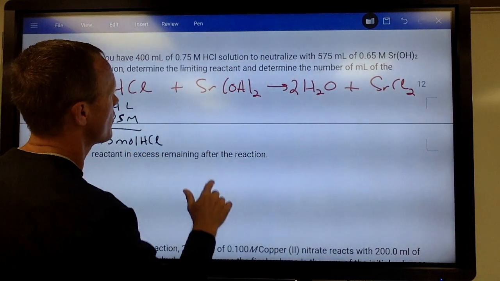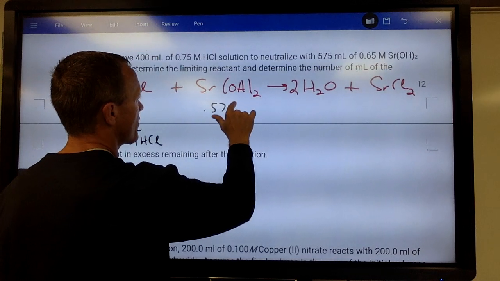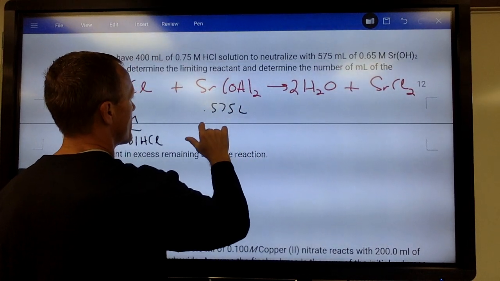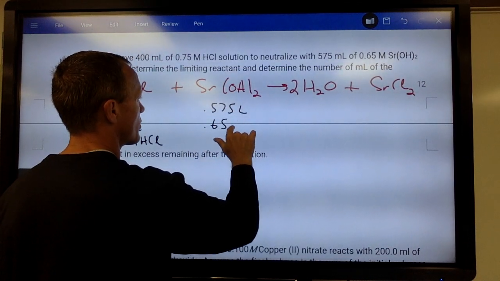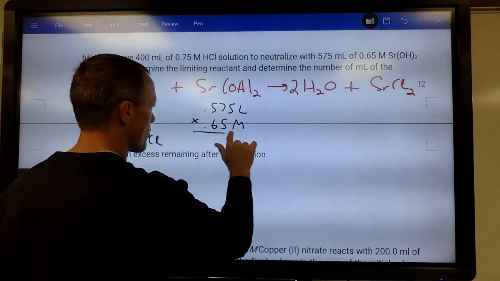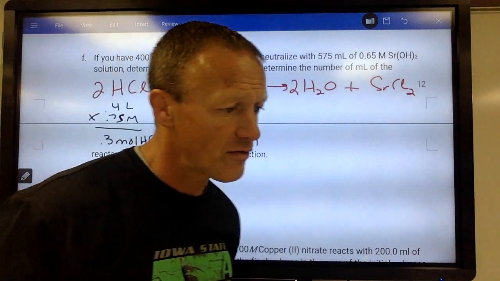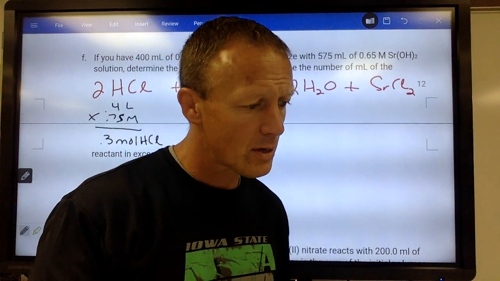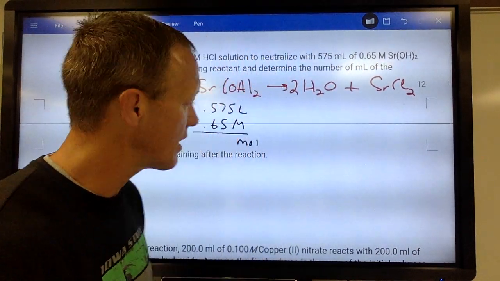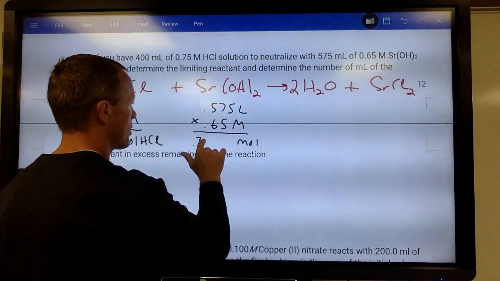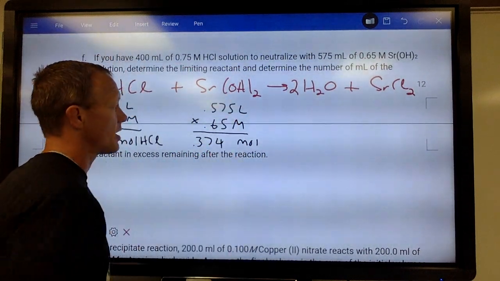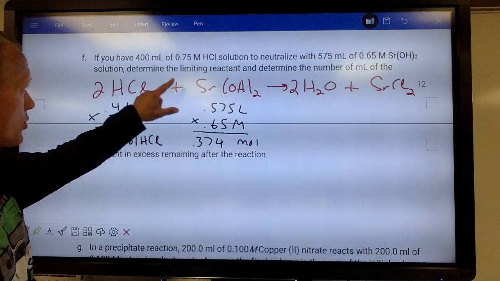Strontium hydroxide, we have 0.575 liters, and it's 0.65 molar. So remember, liters times molarity will always give us moles. Get used to that. That I don't know off the top of my head, but that would be 0.374 moles of strontium hydroxide.